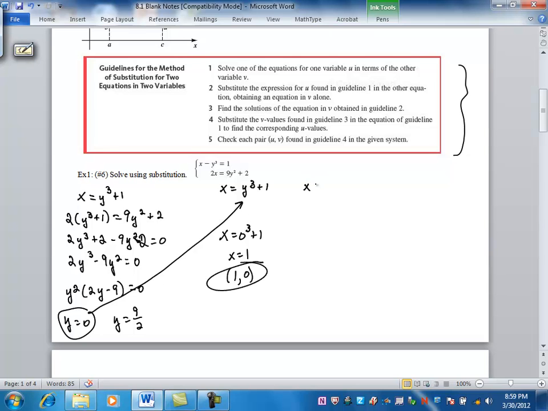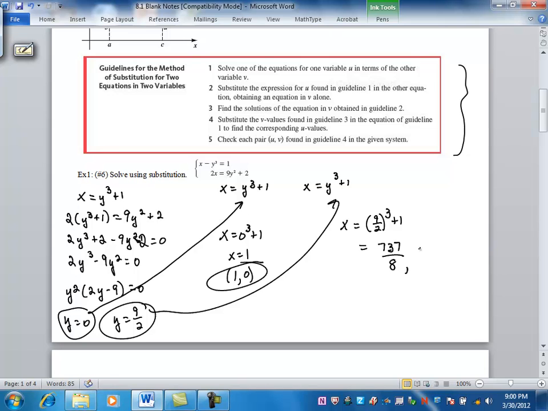Also, we remember that y we found to also equal 9 halves. And so we're going to plug that in. x equals 9 halves cubed plus 1. When we do that work, we get 737 over 8. And that corresponds with a y value of 9 halves.